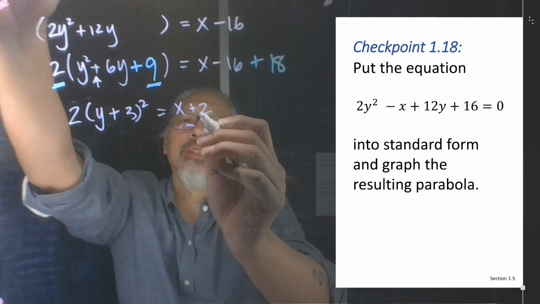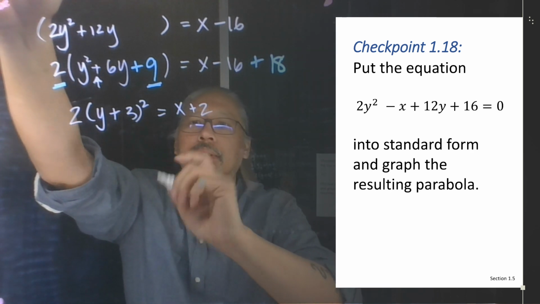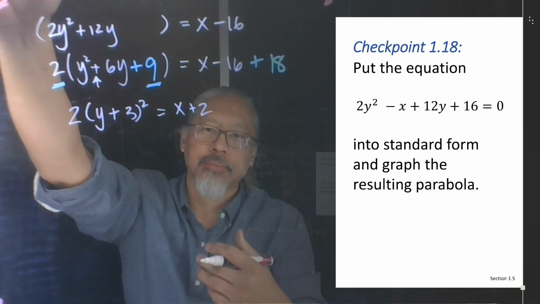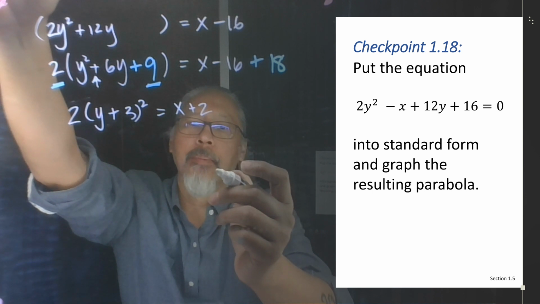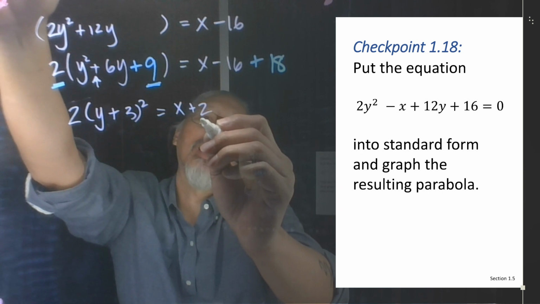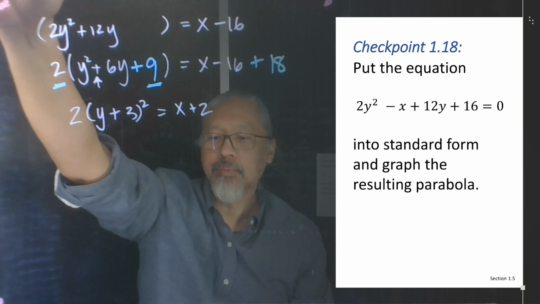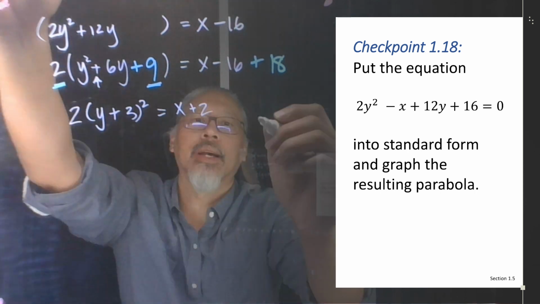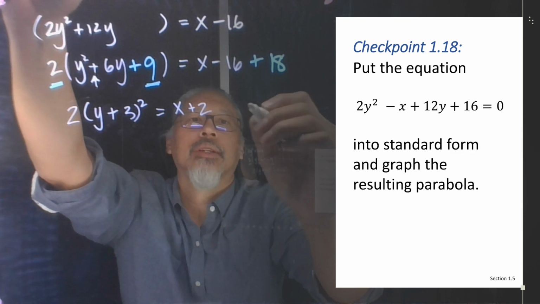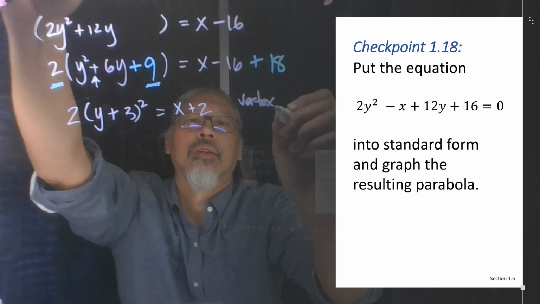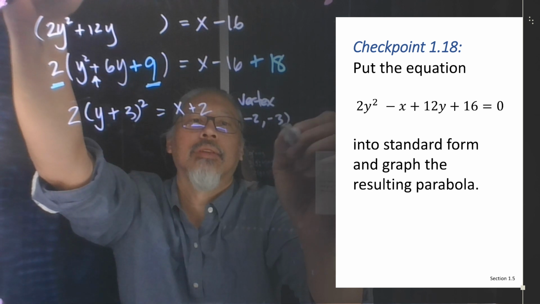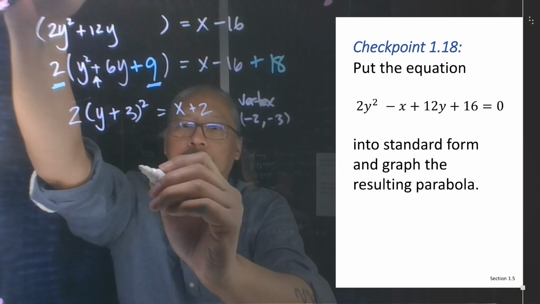Again, it's going sideways. I would say this thing has shifted in the y direction by -3. I'm identifying the vertex, so -3 in the y and positive 2, I would say -2 in the x. So our vertex is going to be -2 and -3. Okay, let's draw this graph.